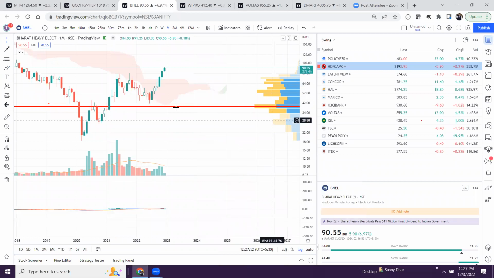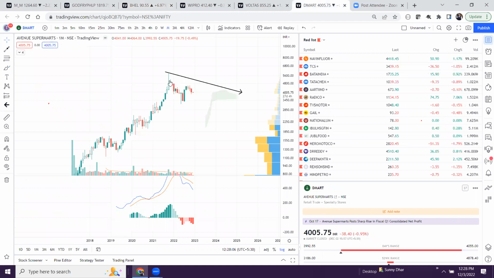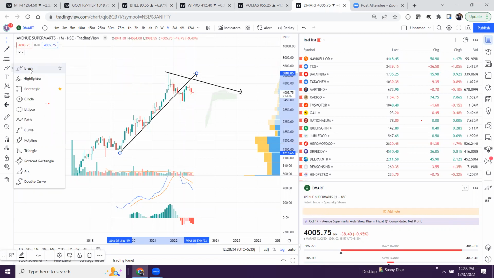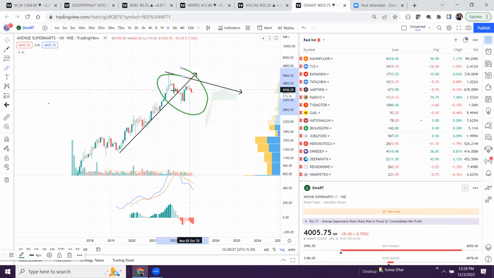Now let us count the months. This started in May 21 and ended in June 22, so it's almost 13 months. And let us see the same on DMART. It started in October 21 and it is November 22. So see how long the corrective period can be. You cannot invest or stay invested in a stock when it is in a corrective phase, because it will not give you any return in this period.